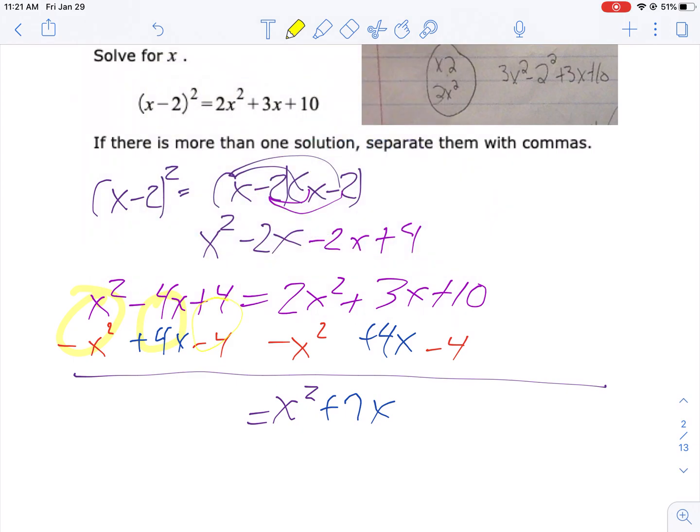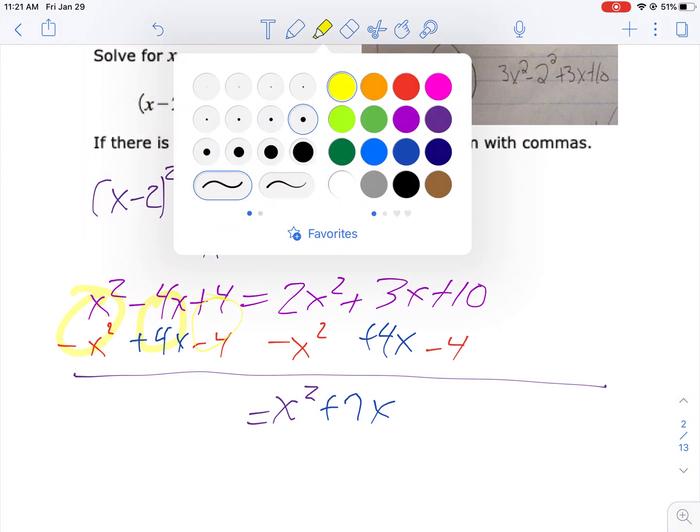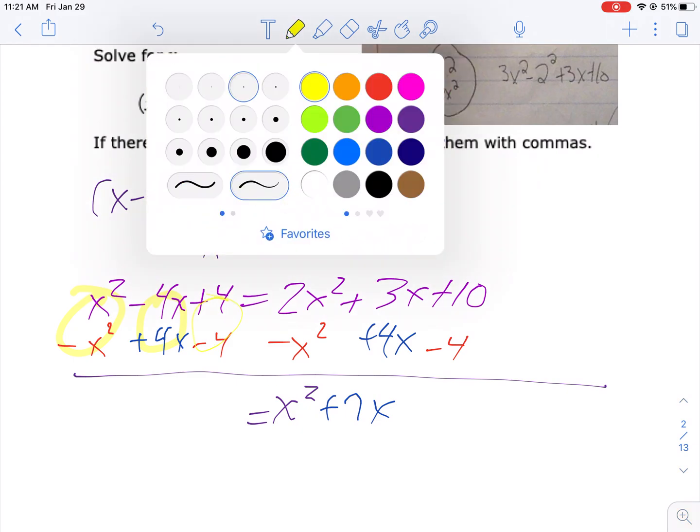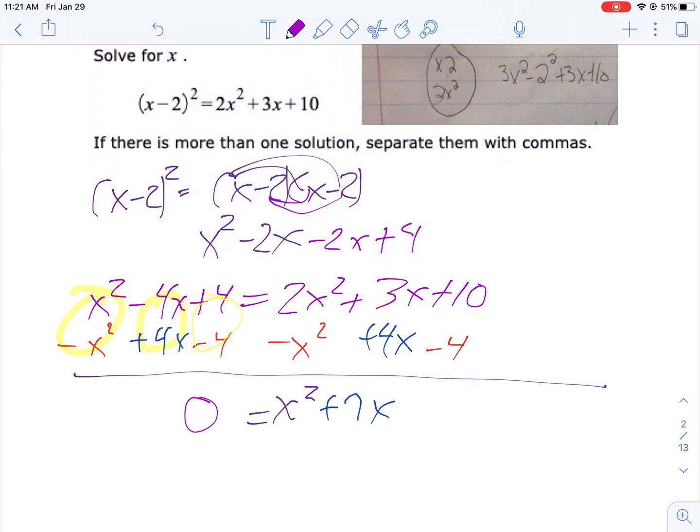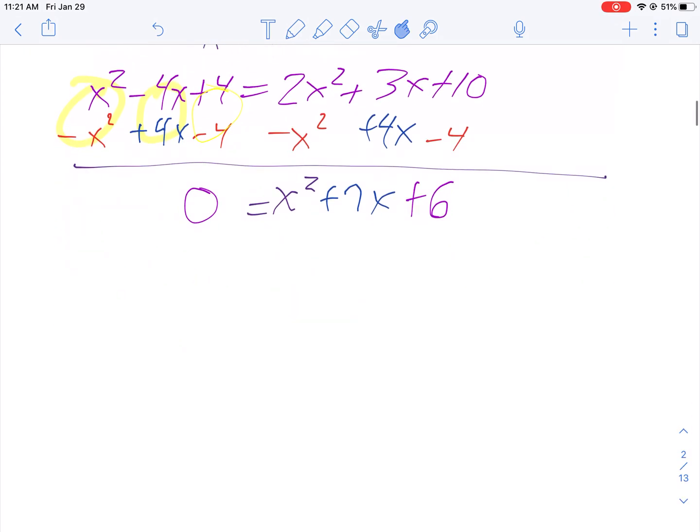So we end up with 0 on the left side. x squared plus 7x, 10 minus 4 is a positive 6. Now, you could solve this by completing the square or factoring. I always try to factor it unless I know I can't factor it. So I'm looking for two numbers that multiply to 6 and add to 7.